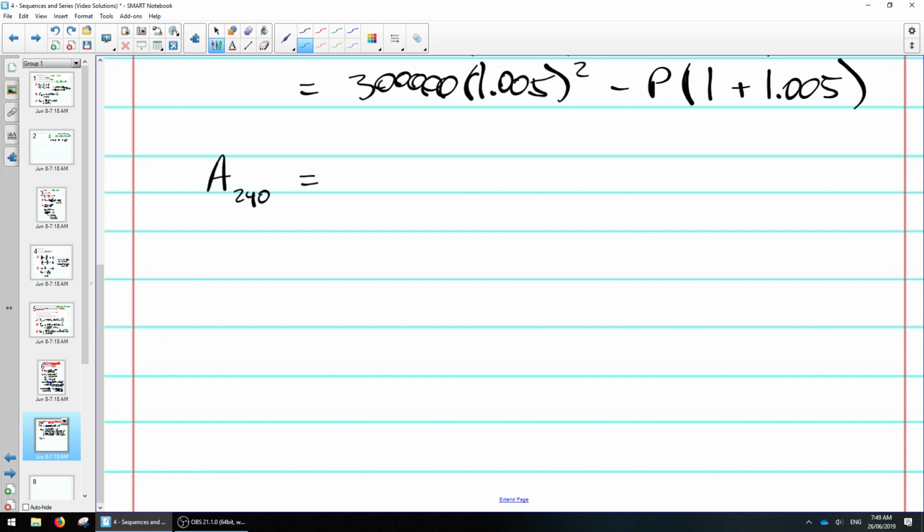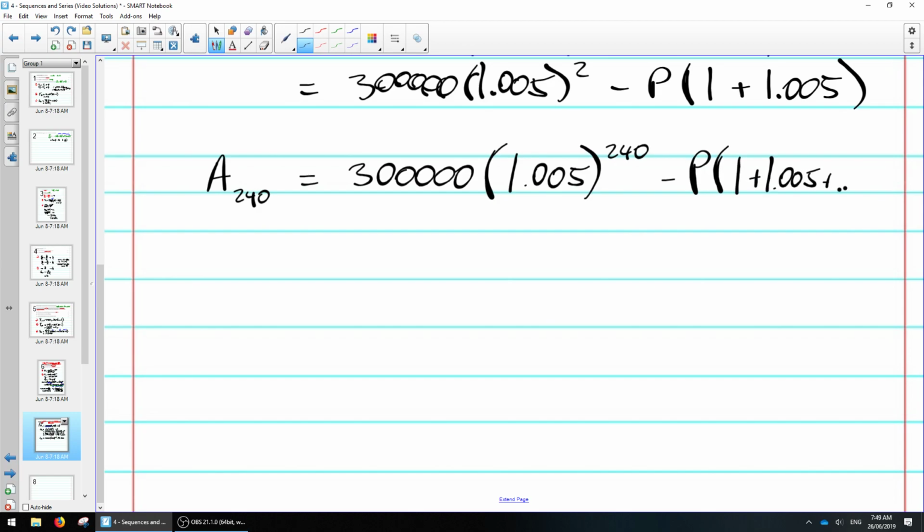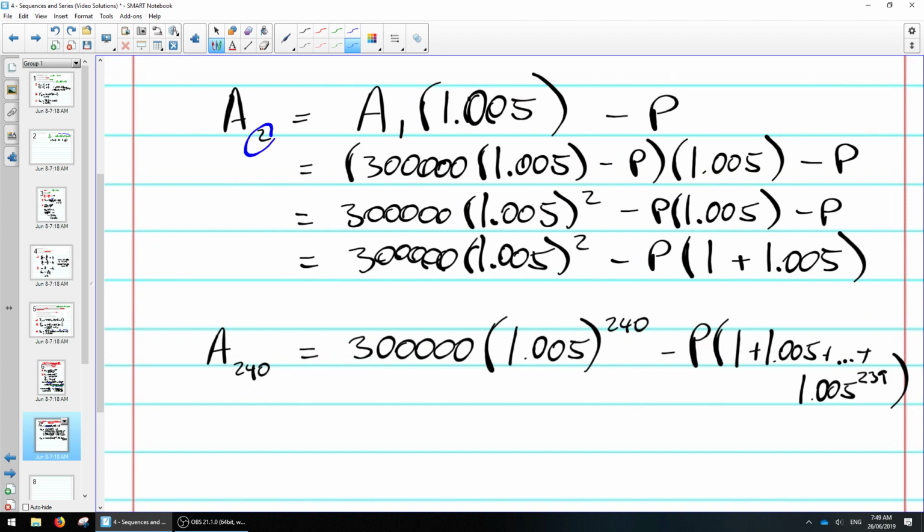And A240 is going to be 300,000 × 1.005 to the power of 240 minus P lots of (1 + 1.005 + ... and then the last one is going to be 1.005 to the power of 239). Because remember, when we did this pattern recognition with the previous one, we saw that that was A2, so that was 2, that was 2, and that was 1, so it was 1 less than whatever the subscript was, so that's an n minus 1. So that's why in that one it's going to be 239.